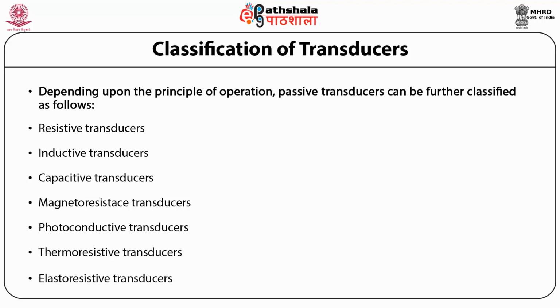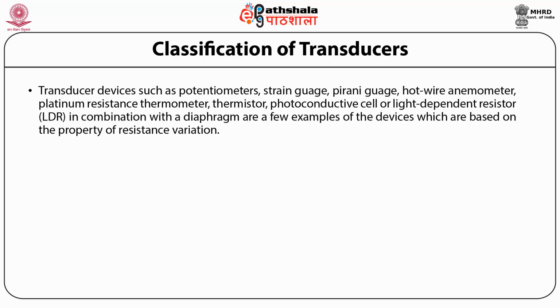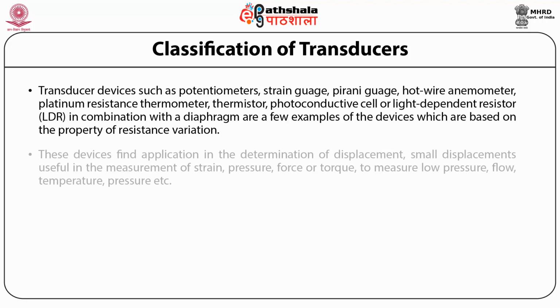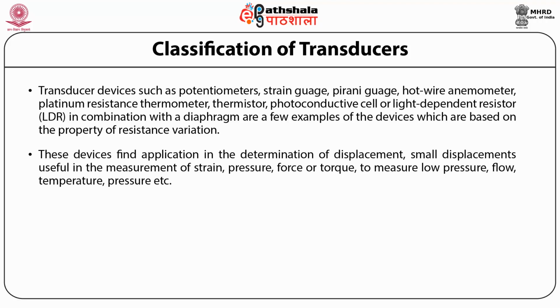Seventh, elastoresistive transducers. Transducer devices such as potentiometers, strain gauge, Pirani gauge, hot wire anemometer, platinum resistance thermometer, thermistor, photoconductive cell, or light dependent resistor, that is LDR, in combination with a diaphragm are a few examples of the devices which are based on the property of resistance variation. These devices find application in the determination of displacement, small displacements useful in the measurement of strain, pressure, force or torque, to measure low pressure, flow, temperature, pressure, etc.